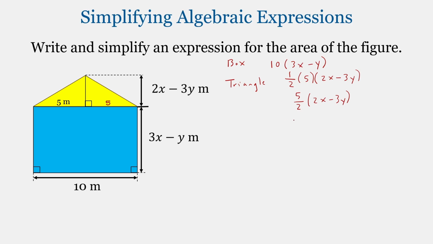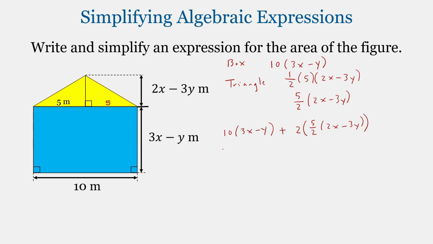So now let's put this all together. We have the box, so 10 times 3x minus y. And then we have two triangles. So each triangle is 5/2 times 2x minus 3y, but we have two of those. So we'll go 2 times 5/2 times the quantity 2x minus 3y. And close those parentheses. So we'll go ahead and multiply.